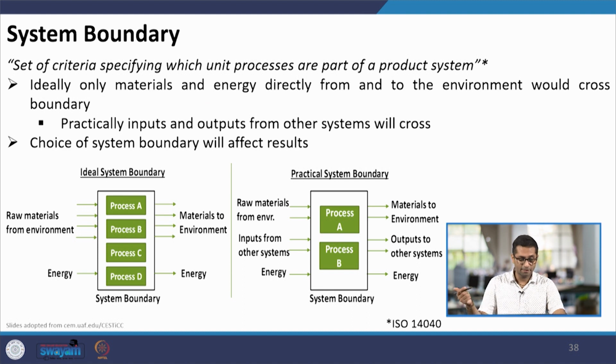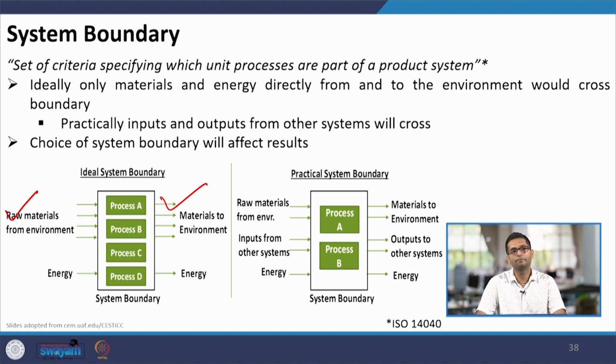Again, if I go with the definition of system boundary as defined in the ISO criteria, it is the set of criteria specifying which unit processes are part of a product system. So, we are only dealing with materials and energy flows coming from the environment as well as the technosphere with respect to the boundary that we are considering. In an ideal system boundary, I would only have the raw materials coming from the environment, the emissions going to the environment, and then there could be energy input and output.